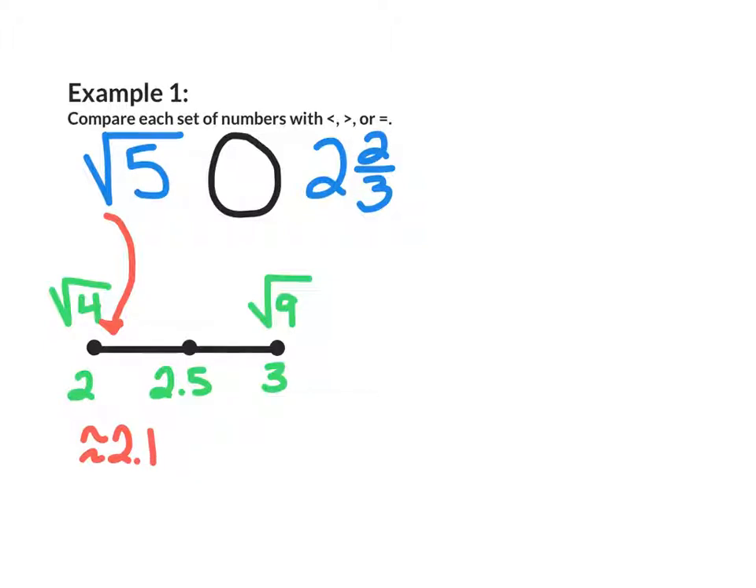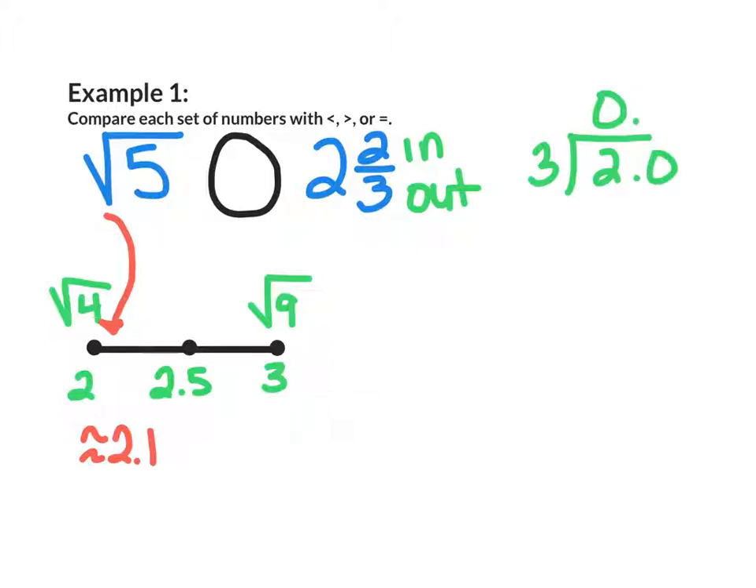Now I'm going to convert my mixed number into a decimal. I'm going to use the strategy in and out. I'm going to divide. The 2 is going to go inside. The 3 is going to go outside. 3 can't go into 2, so I'm going to place a 0 above the 2. And I'm going to add a decimal and another 0. So I know that 3 can go into 26 times. 6 times 3 gives me 18. When I subtract, I'm going to end up with 2. And then I'm going to bring another 0 down.